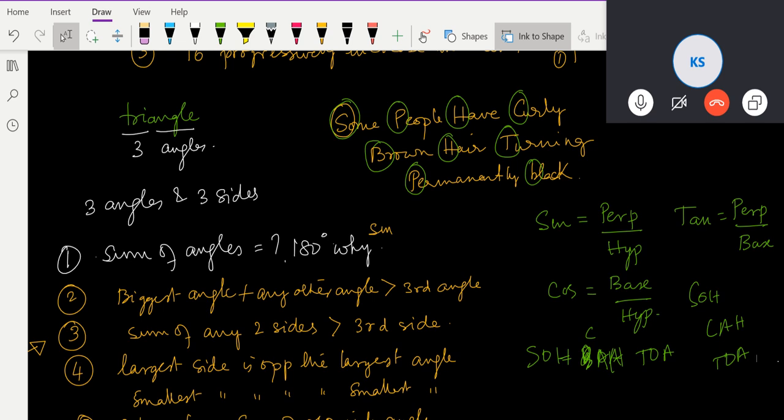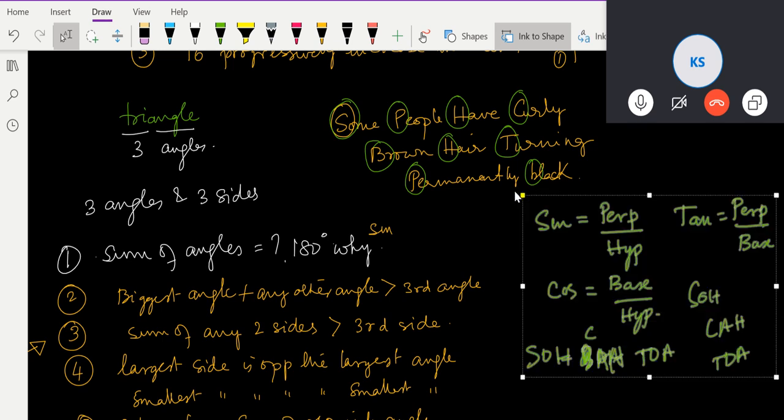Because when we were taught in school, we were taught in terms of base and perpendicular. I know you guys are taught in terms of adjacent side and opposite side. So this is also very, very good.